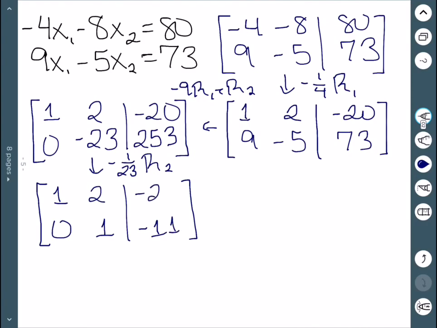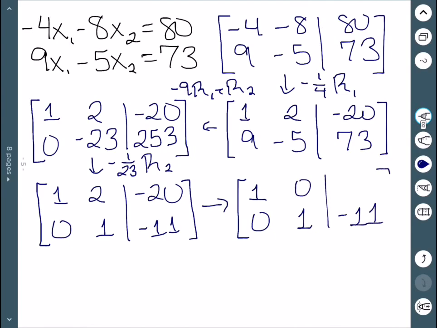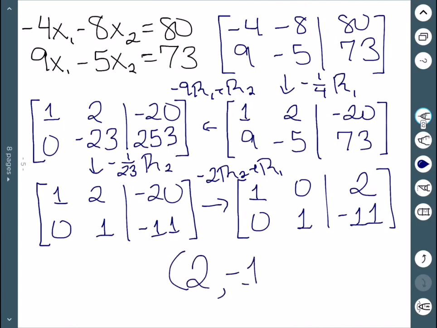And I didn't change the first row. We now get a 0 in all other entries in that column. So we're not going to change the second row, only the first. And in this case, I need to get rid of a 2, so we'll do -2 row 2 plus row 1. -2 times 0 is 0, plus 1 is the 1. -2 times 1 is -2, plus 2 is 0. And then -2 times -11 is 22, minus 20 is 2. So this gives us a solution of 2, -11.